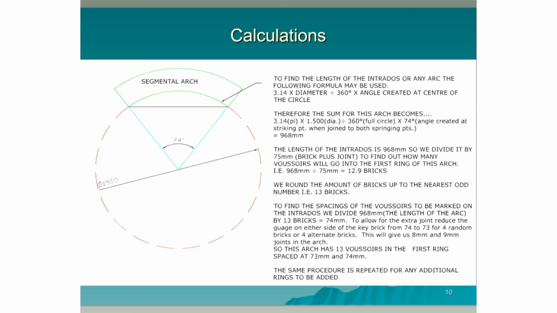Now we have to allow for the extra joint. So what we do is we reduce the gauge on either side of the key brick from 74 to 73 for 4 random bricks or for 4 alternate bricks. This will give us 8mm and 9mm joints in the arch. So this arch has 13 voussoirs in the first ring, spaced at 73 and 74 millimeters. The same procedure is repeated for any additional rings to be added.